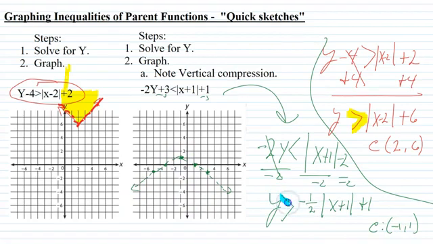Now for the shading. This says greater than. So again, find the y value and go up. Well, if I'm going up, that puts me on the outside. So everything on the outside is going to be shaded.